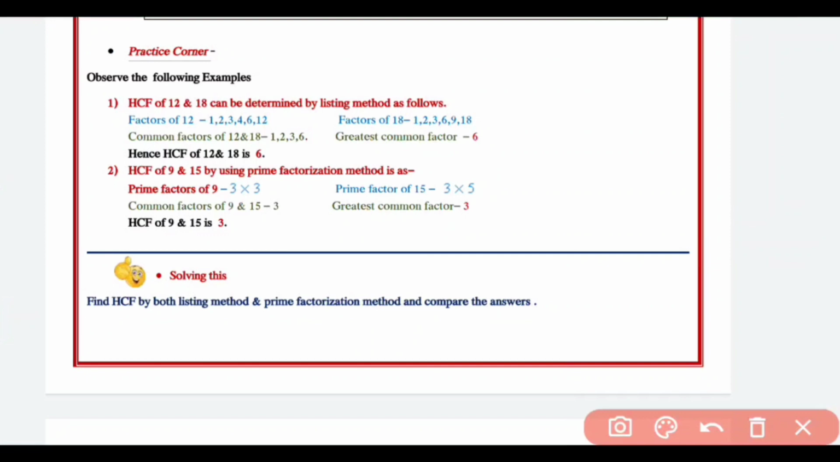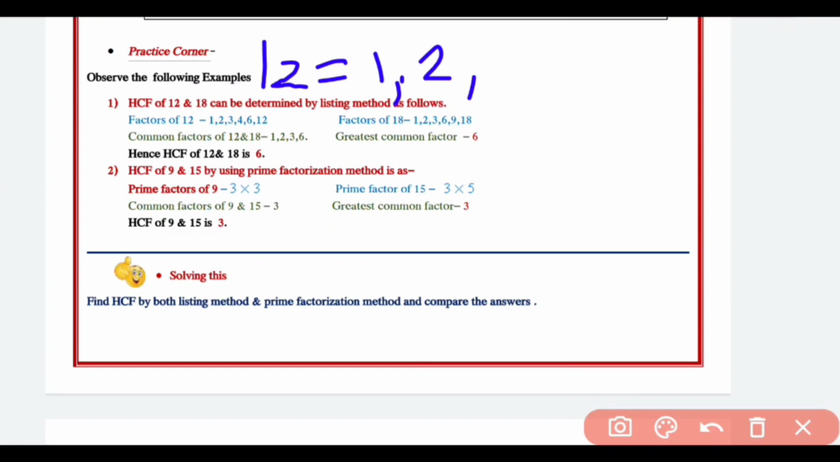So here we have shown listing method, factors of 12 and 8. So what do we mean by factors? Factors means the numbers by which you can divide the given number completely. Completely means remainder should be 0. So factors of 12: 12 is divisible by 1. So 1 is the factor. 12 is divisible by 2. If you divide 12 by 2, you will get quotient 6 and remainder 0. Remainder 0 means 12 is divisible completely by 2. So 2 is the second factor.